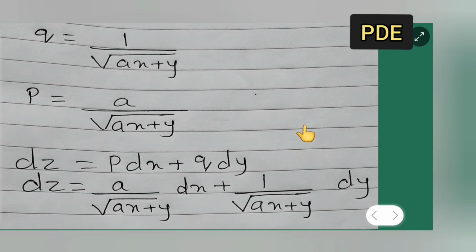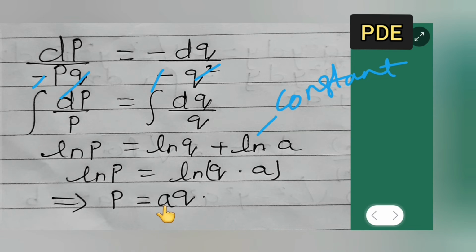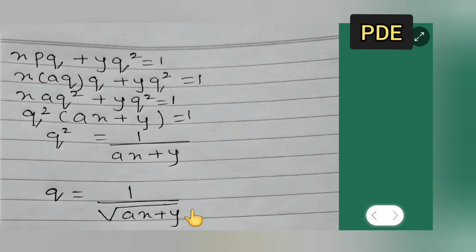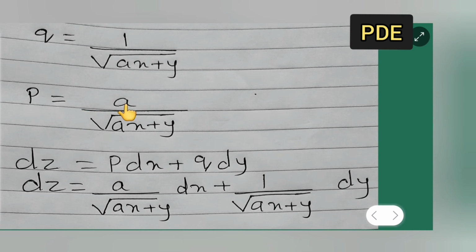Okay. Next what you are going to do is p is equal to what you all have got, a upon what it is. It was a, right? So here basically it was nothing but a is equal to p upon q. Okay, let me explain you all this part. So p is equal to a upon root of ax plus y.